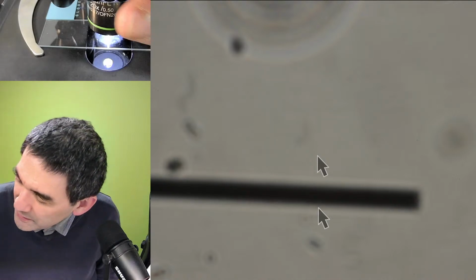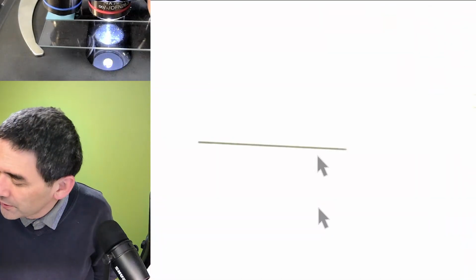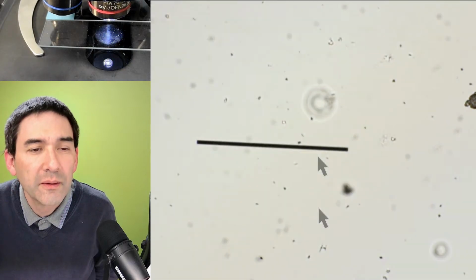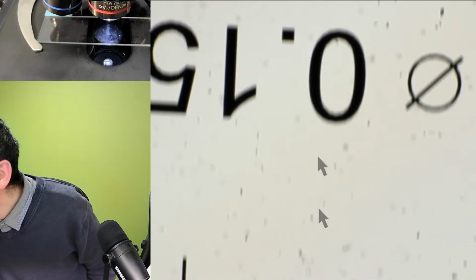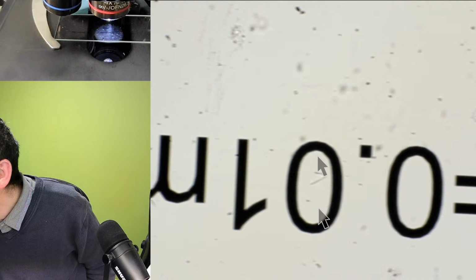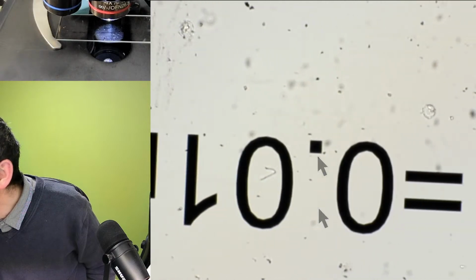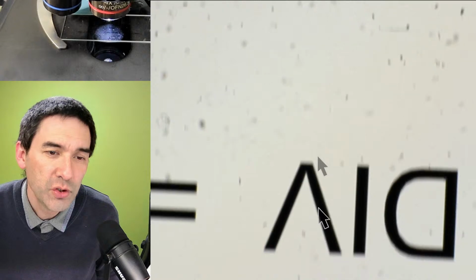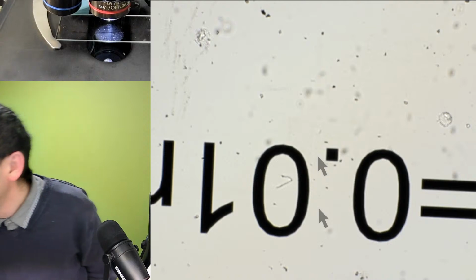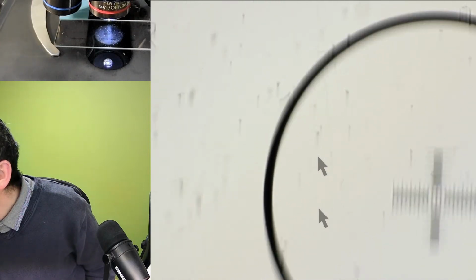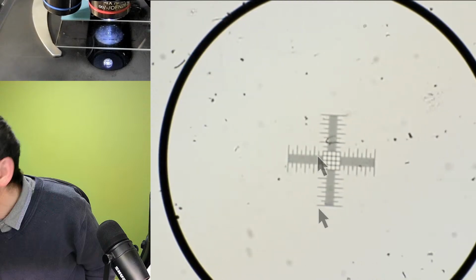So I'm using my 20 times objective. Let's go down. Just a second, I need to find something. Okay, that's the wrong one here. 0.15 millimeters. One division is 10 micrometers. So one division is 0.01 millimeters, which is 10 micrometers. So I have to find where the divisions are over here. Here they are. Okay, so let's move in here.